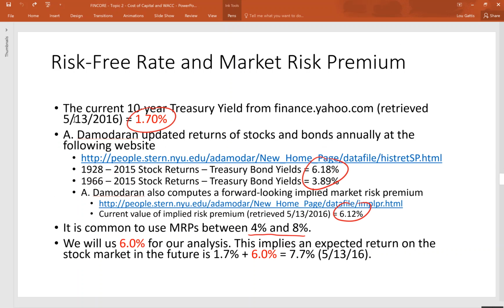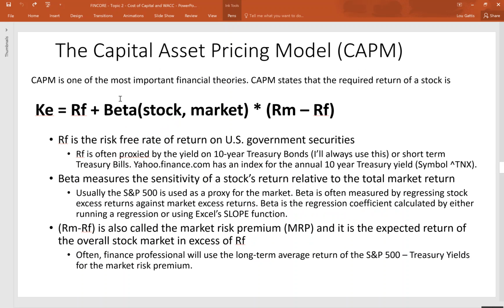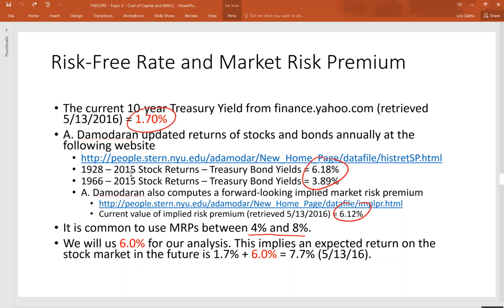Now, for the risk-free rate on May 13th, 2016, I looked in Yahoo Finance and the 10-year treasury yield was 1.7%. So that's what I'm going to use. Now I'm going to estimate this value. What is the expected return of the market minus the risk-free rate? Well, the first thing I would look at is the historical data.